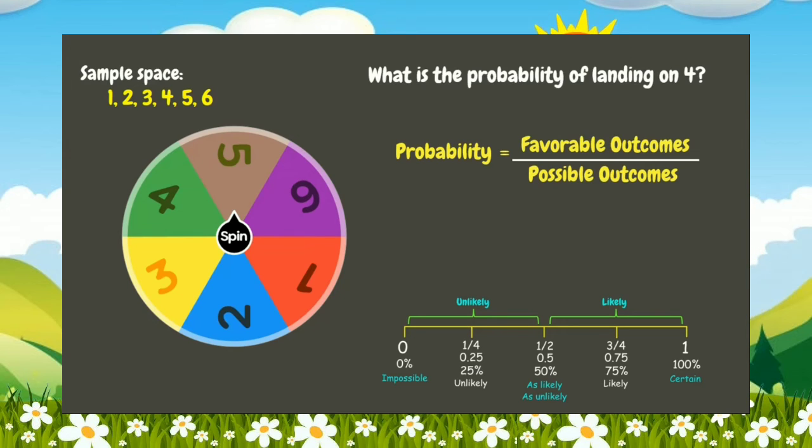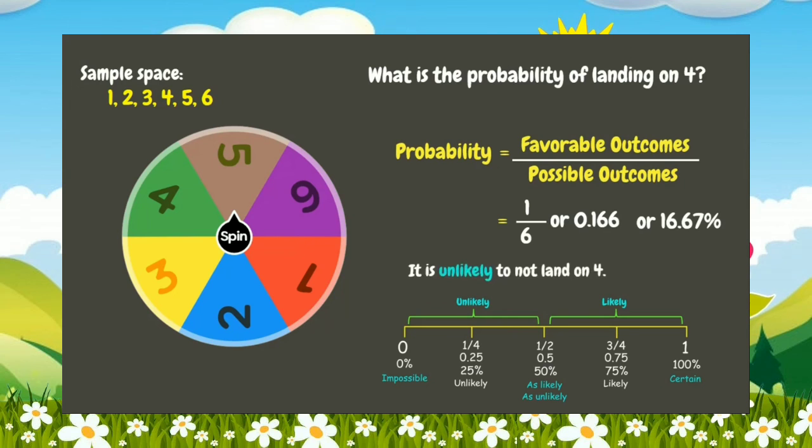So, what about the probability of landing on 4? Again, we only have one 4. So, it is 1. Divided by the possible outcomes, which are 6. So, 1/6 in decimal form is 0.166 or 16.67%. It is unlikely to happen because it is closer to 0.